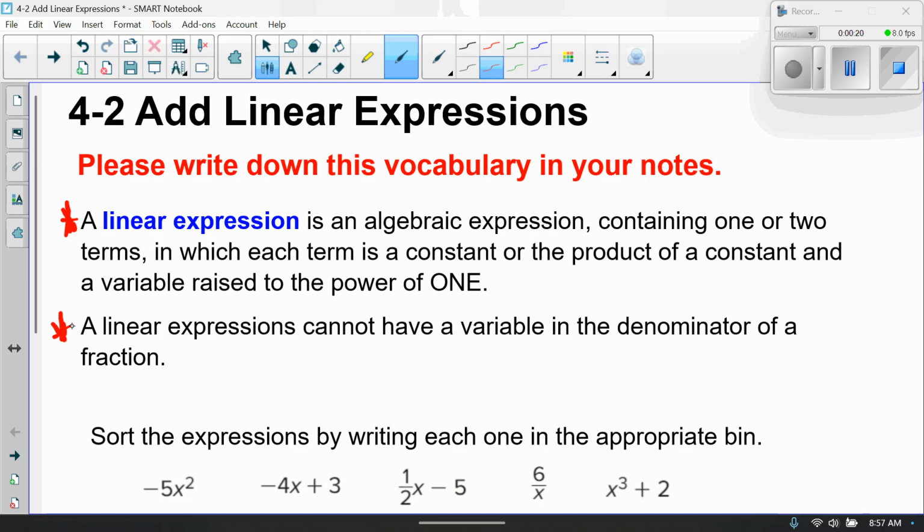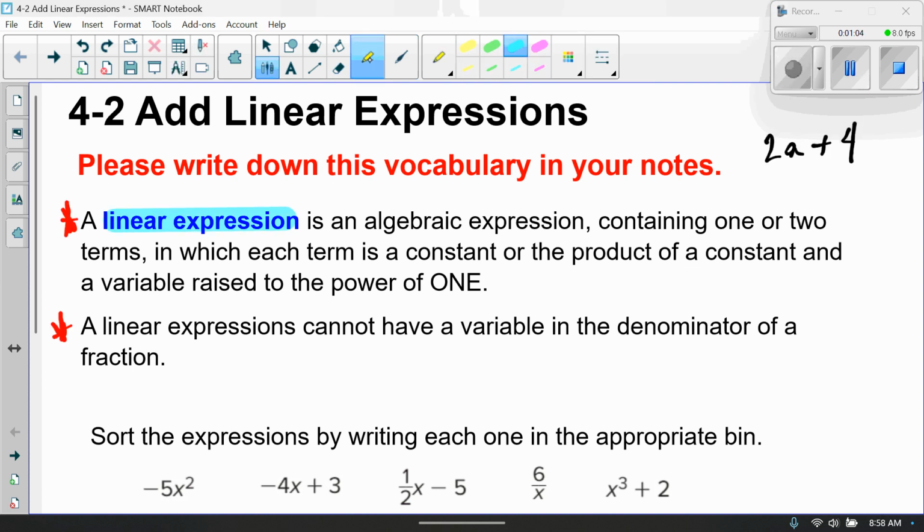A linear expression is an algebraic expression containing one or two terms in which each term is a constant or a product of a constant and a variable raised to the power of 1. Whew, that's a mouthful. So let's see. Containing one or two terms. Now remember, a term is each part of an expression. So if I have like 2a plus 4, 2a is a term and 4 is a term. Okay?